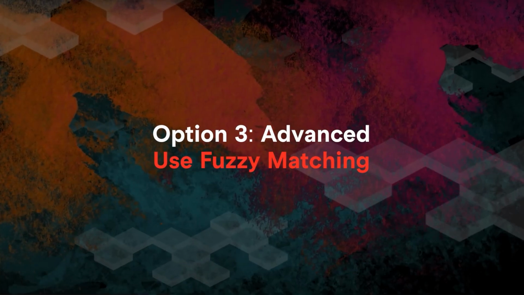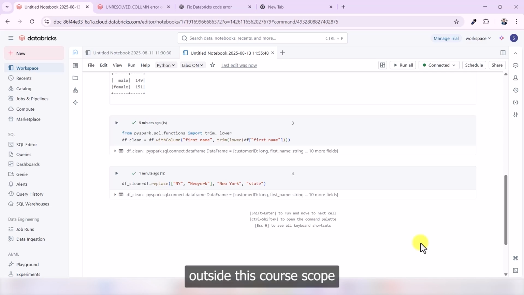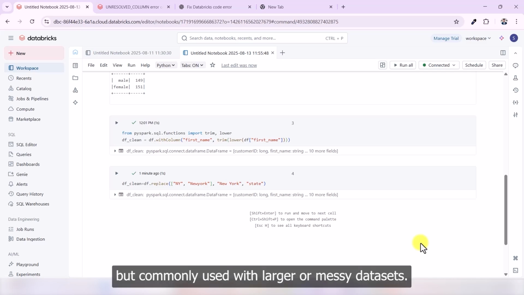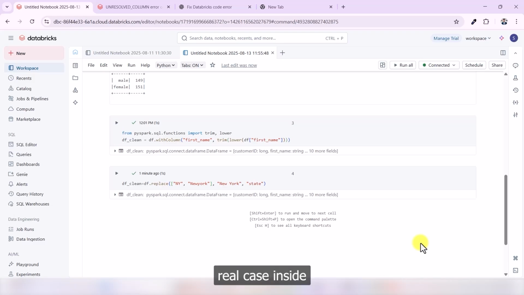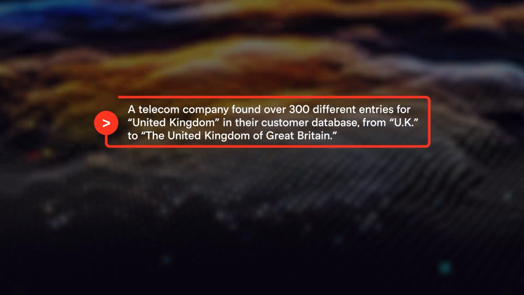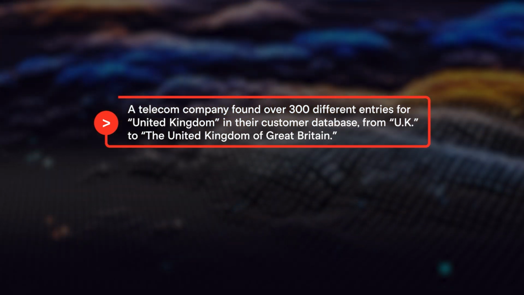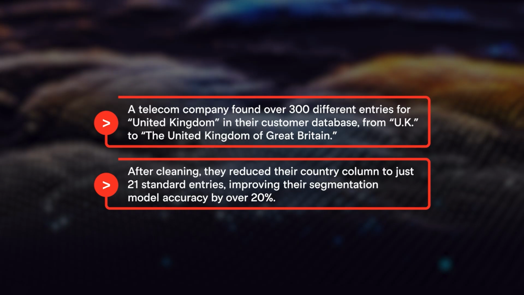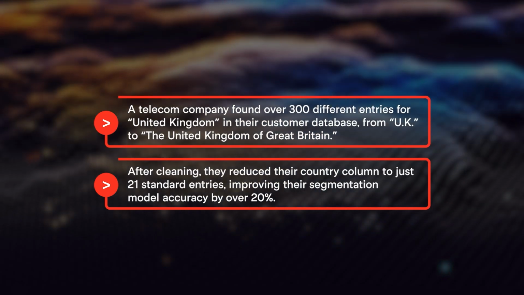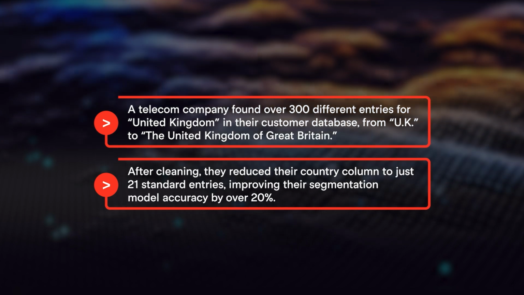Option 3. Advanced. Use fuzzy matching. Outside this course scope, but commonly used with larger or messier datasets. Real case insight. A telecom company found over 300 different entries for United Kingdom in their customer database, from UK to the United Kingdom of Great Britain. After cleaning, they reduced their country column to just 21 standard entries, improving their segmentation model accuracy by over 20%.